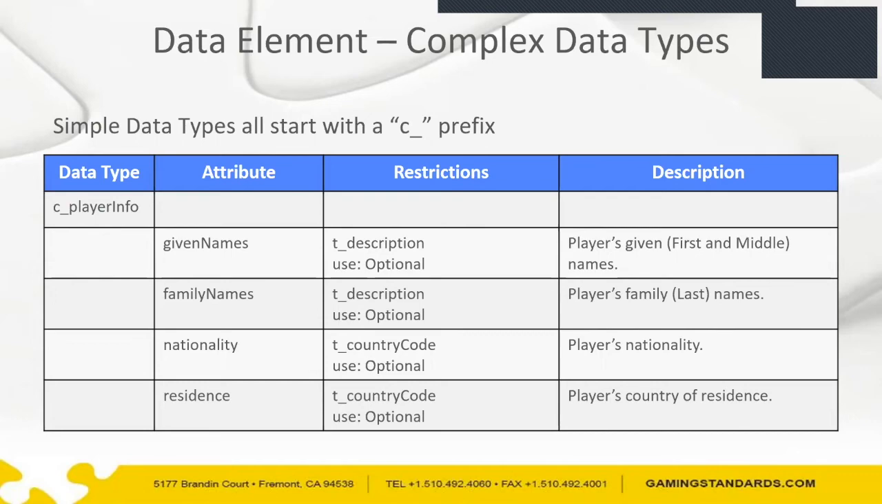So RRI has the ability to allow the capture of multiple first and middle names in the given name, separated by a comma, and the same thing for family names. They're all separated by commas.